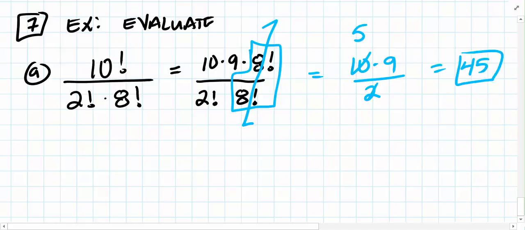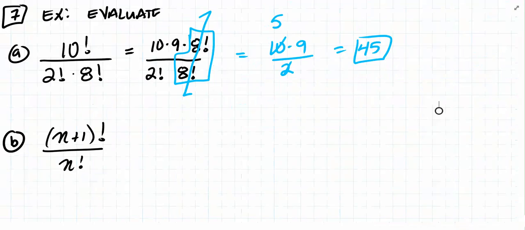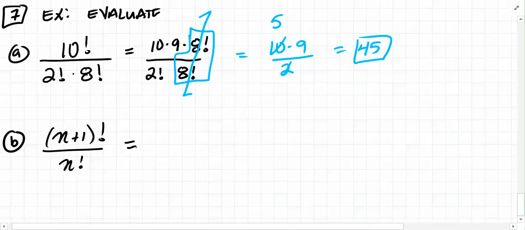How would I simplify the quantity n plus 1 factorial over n factorial? I see someone really excited. What do you got? So it's n plus 1 times n factorial. And then you just cancel it out. And it's n plus 1. Yes, you totally see it. Awesome.